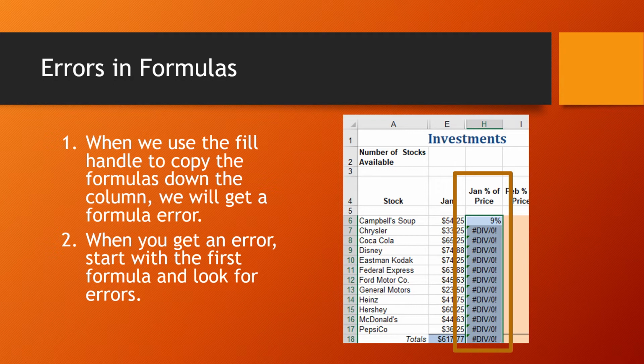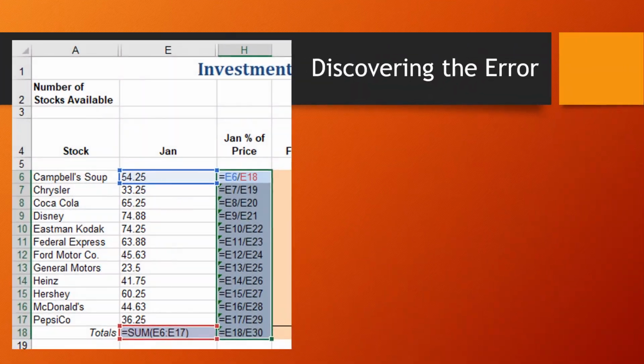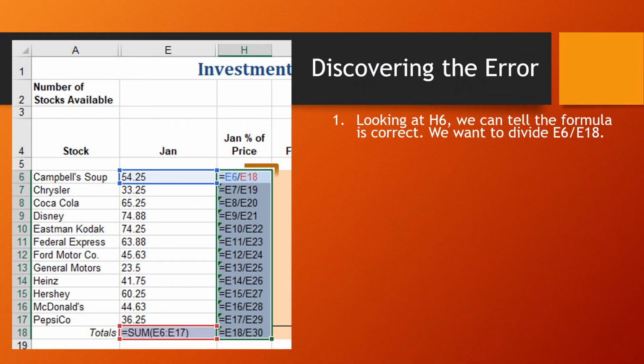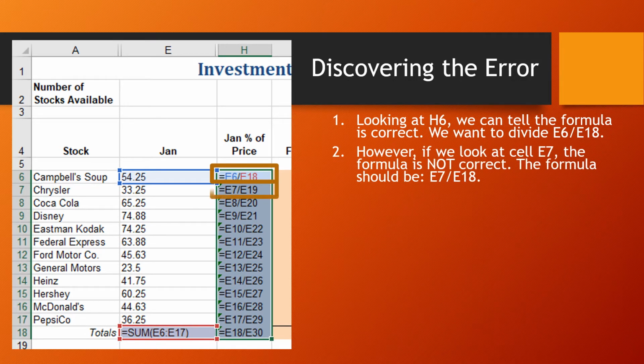When you get an error, start with the first formula and look for the error. Looking at H6, we can tell the formula is correct. We want to divide E6 by E18. So now we go to the second formula. If we look at cell E7, the formula is not correct. The formula should be E7 divided by E18.